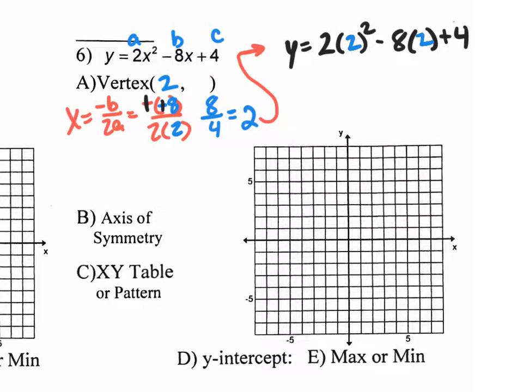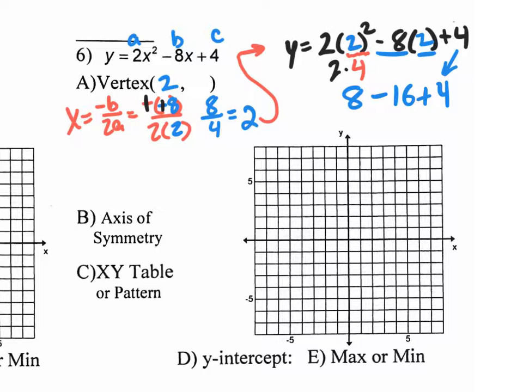Doing the simple math, let's go with exponents first. 2 squared, that's 4. I still have the 2 in front. What is 2 times 4? That is 8, okay? And then when I go -8 times 2, that's -16, and then I bring down the plus 4. So I really have 8 take away 16 plus 4. And of course, all of this could be done on the calculator if you wanted to.